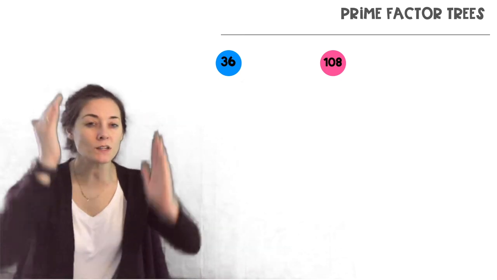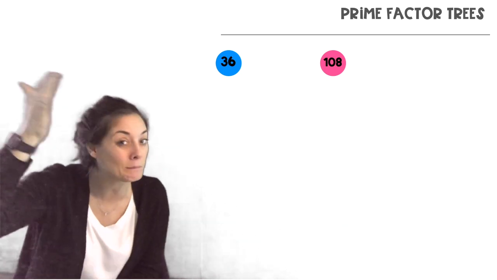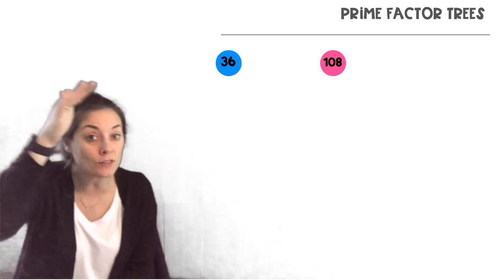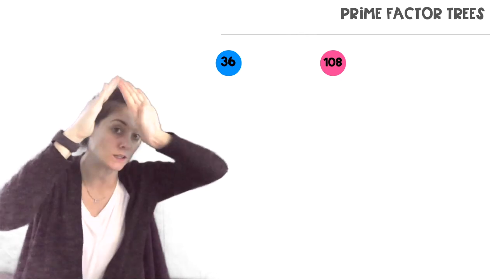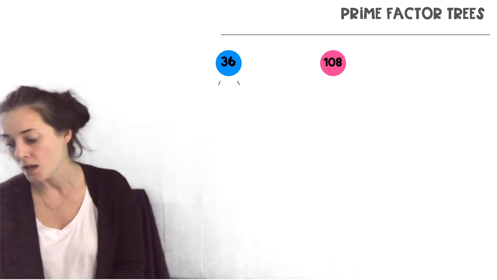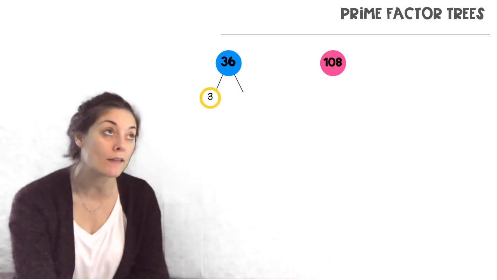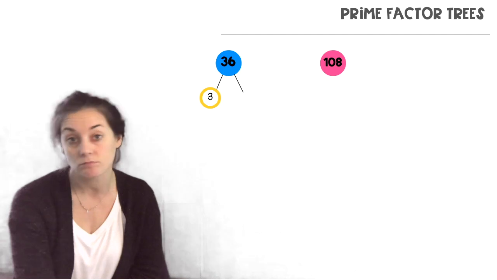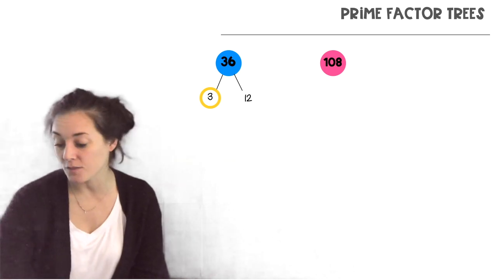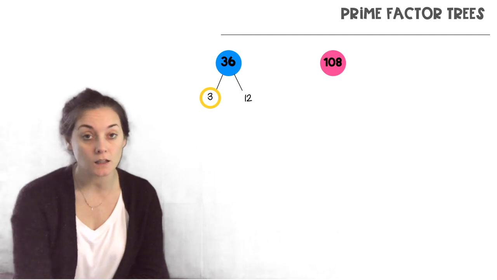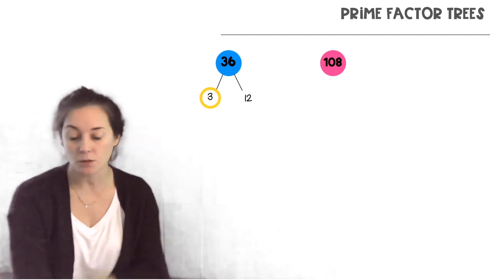And what we're going to do is break up 36 using multiplication. So I'm going to pick a prime number that I know goes into 36, and then I'm going to say, okay, what times that prime number equals 36? So let's start with 3, because I know that 36 is divisible by 3. In fact, 36 is divisible by 3 12 times. So I'm going to put that 12 there.